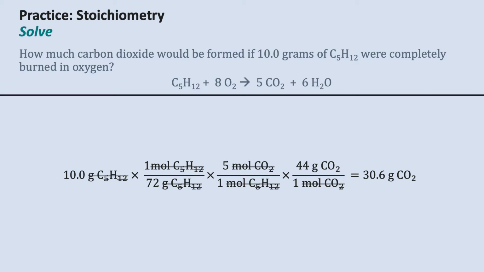So solving this, the molar mass of C5H12 is 72 grams per mole. So that's 1 mole on the top and 72 grams on the bottom to get grams to cancel. We have our conversion factor from the balanced reaction, 5 moles of CO2 for every 1 mole of C5H12. And the molar mass of CO2 is about 44 grams in 1 mole. So this time, the 44 is on the top so that we get an answer in grams, and the 1 mole of CO2 cancels with moles of CO2. So this reaction would produce 30.6 grams of carbon dioxide.